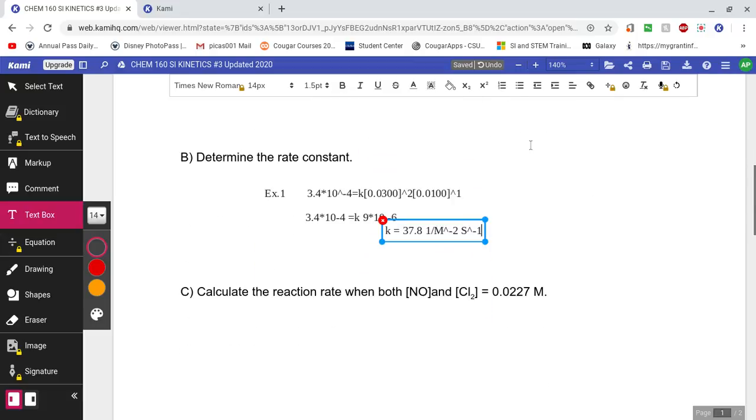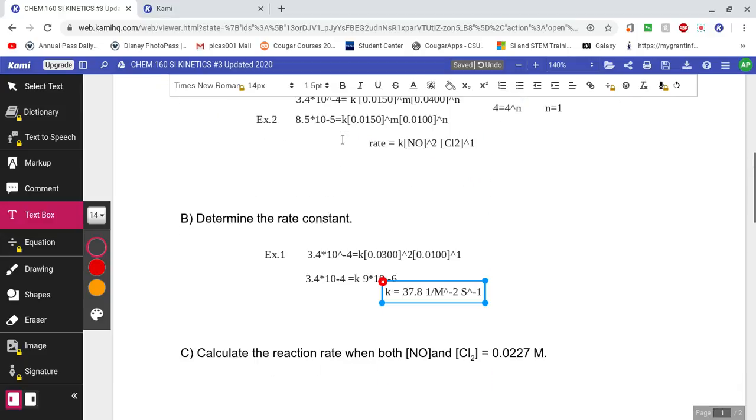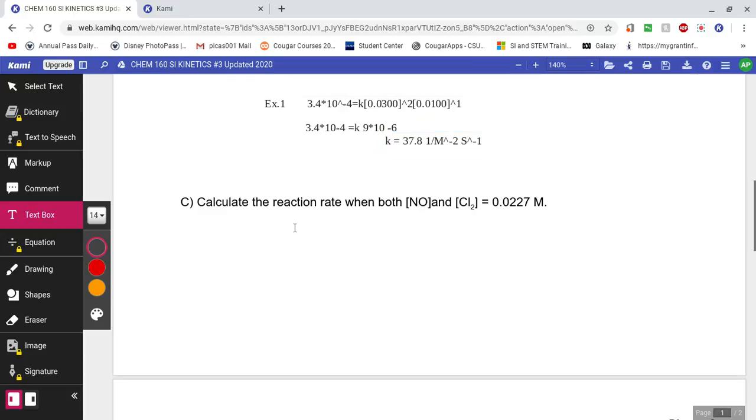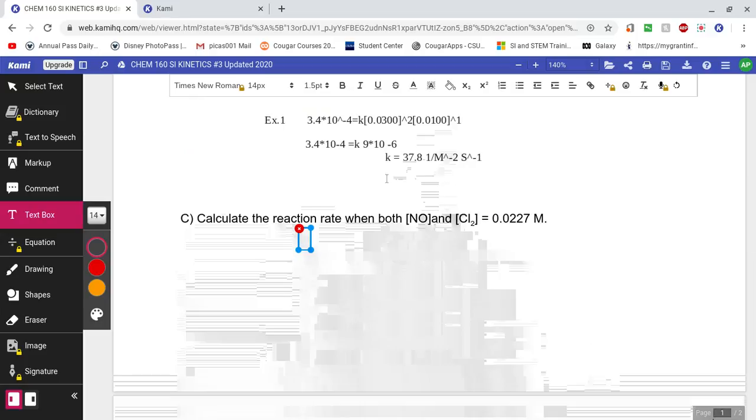Perfect. So now the final question I have for us, which is another question you will likely get, actually these 3 questions you will likely get for your first quiz, and it's likely going to be a good part of your exam. So last part is calculate the reaction rate when both NO and Cl2 are 0.0227. So those are the concentrations. So this last question, once you've done all this hard work here, is straight plugging it in and calculating it.